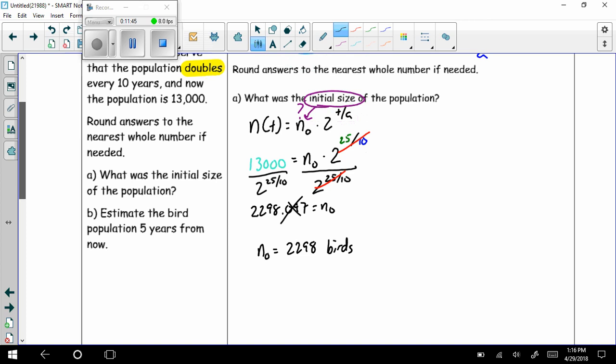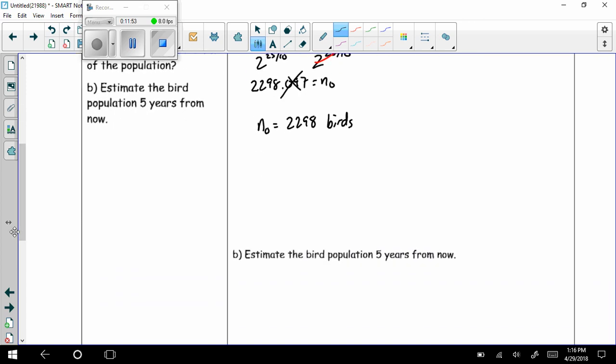Second step is using that information, that 2298, to determine the population 5 years from now. And so my initial amount, and this is where it gets a little bit tricky, initial amount from A, implies that n sub 0 is 2298. We know the doubling time is 10 years. But be careful here.